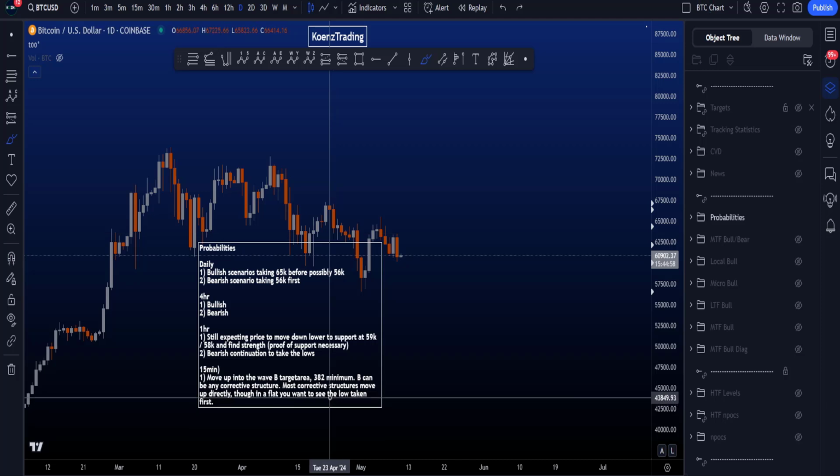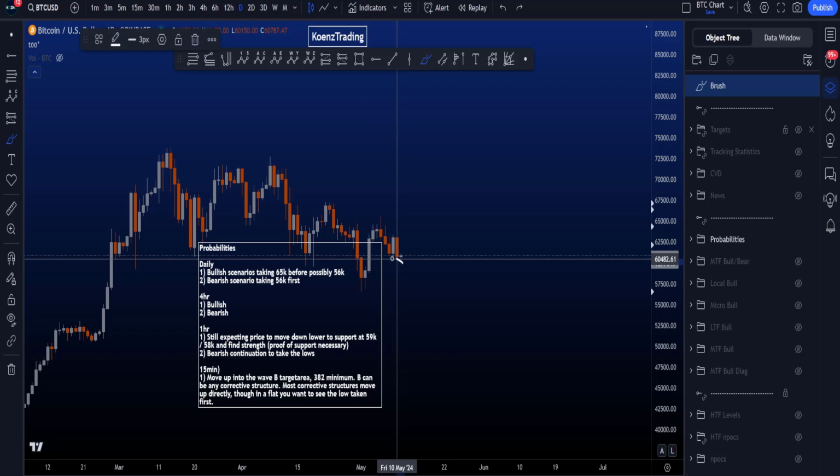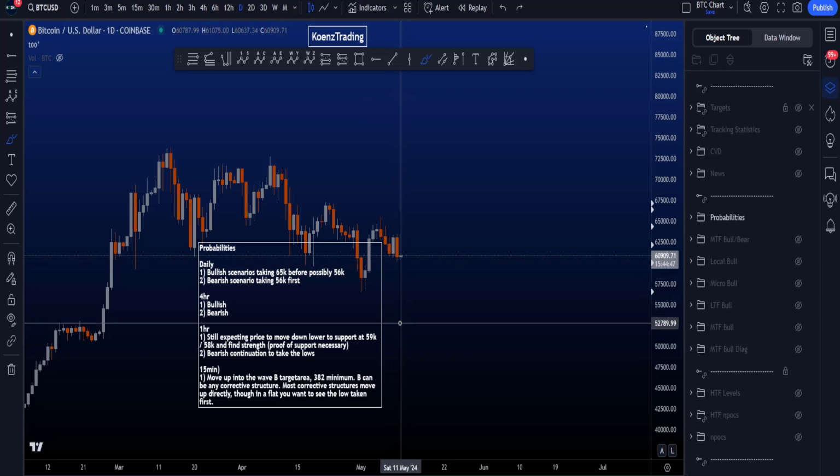Now a B wave can be any corrective structure, and most corrective structures will move up directly. However, in a flat, you first want to see the low taken, which is quite interesting because we are hovering just above support at the moment. So let's see what the price is going to give us this weekend.